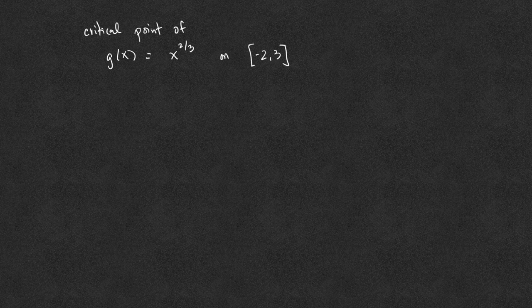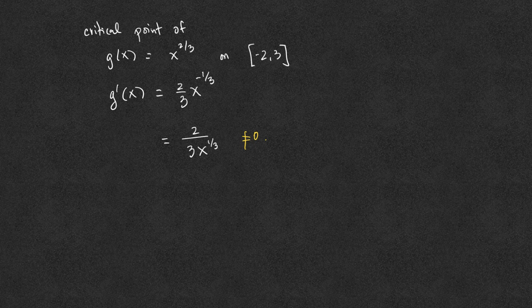Find the critical points of g of x equals x to the 2/3, only on the interval negative 2, 3. g prime of x is, using the power rule, 2/3 x to the 2/3 minus 1, which is minus 1/3. Because of the negative power, we rewrite this as 2 over 3 x to the 1/3 in the denominator. This will never be 0. If we set it equal to 0, we won't be able to solve it.